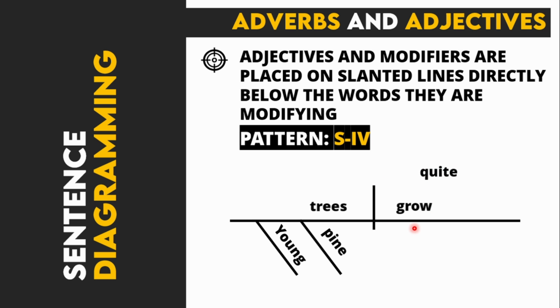But the question is, where would you put the word fast? And where would you put the word quiet? Would you put the word quiet, like the word young was placed under the trees? Which of the following words directly describe the word grow? So we're talking about adverbs now. Okay? So if you said the word fast describes the word grow directly, you were correct. Okay? Because quiet describes the word fast. How fast? Quiet. Okay? And how quick does the tree grow? Fast.